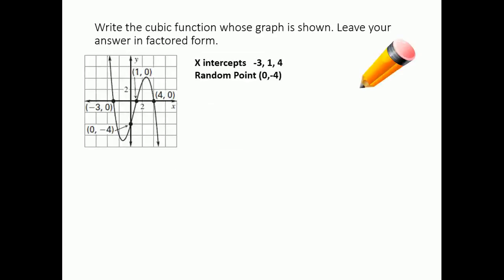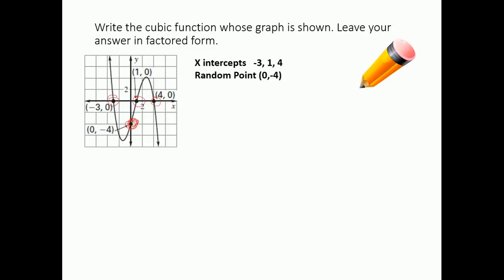On this one, I have a graph here on the left-hand side, and I need to leave my answer in factored form. So you do not need to multiply this out to get an x cubed function, which is super awesome. Here, it looks like I have x-intercepts at -3, one at 1, and one at 4, right? And then I have this really random point right here. We want that random point. It's going to be useful for us.